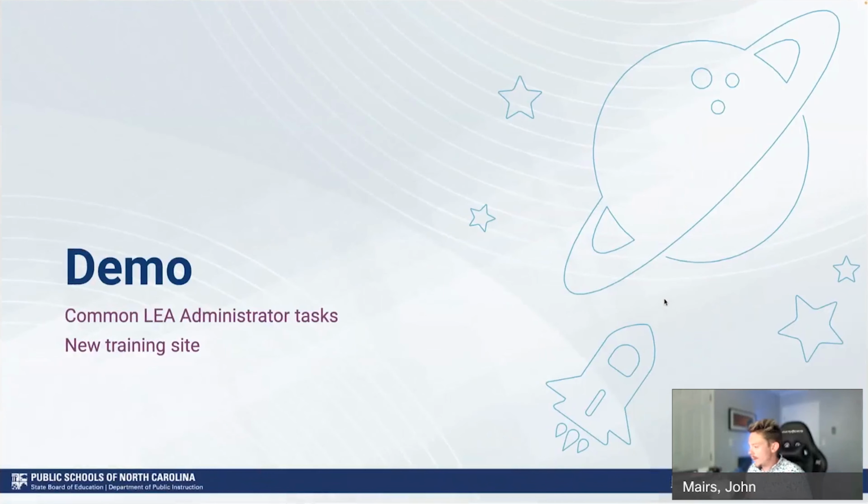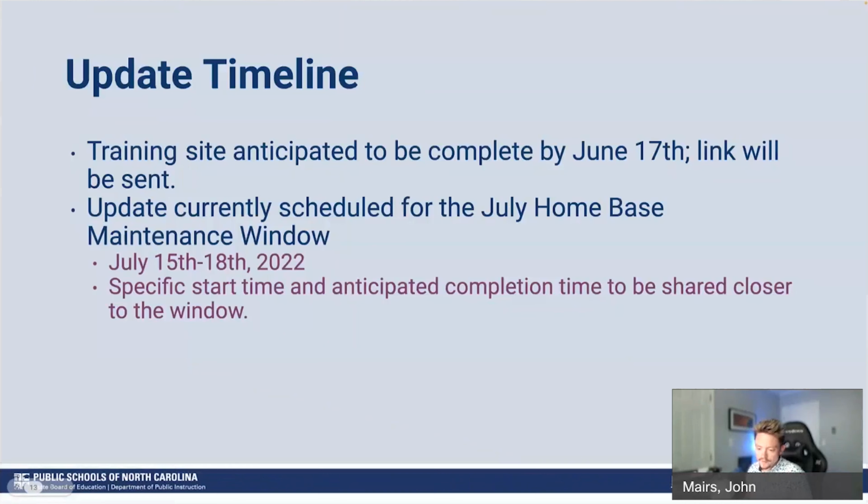And now I'm going to jump back to my slide deck because I know we got this question. So as far as our timeline, right now we anticipate to have the training site complete by June 17th. And we will send that link out to all of you on or around that date. However you got the email for the webinar today, you will get the link to the training site the same way. As far as the actual update to NCEdCloud, we are targeting the July Home Base maintenance window.